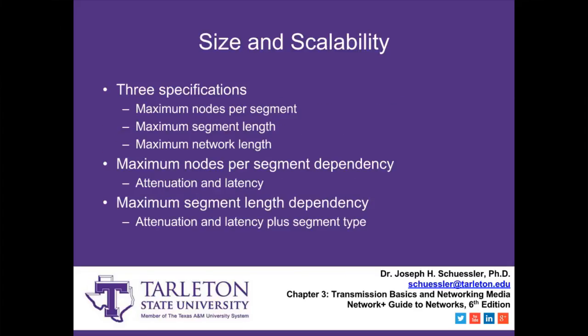Another consideration is size and scalability. Some of the things you need to think about are the number of nodes per segment, the maximum length of a segment, the maximum network length. Those are all things you need to start to think about when you're designing your network. Maximum nodes per network segment dependency: you have to think about attenuation and latency. The further those nodes are away from their server, for example, or their point of demarcation, the router or gateway that gets out to the internet, the more latency there's going to be, the more attenuation there's going to be, and then the maximum segment length dependency.